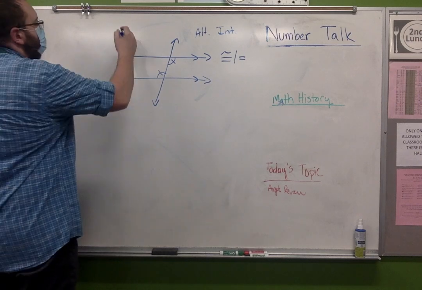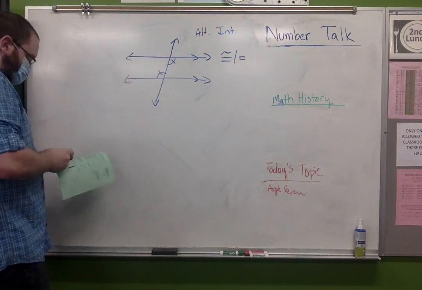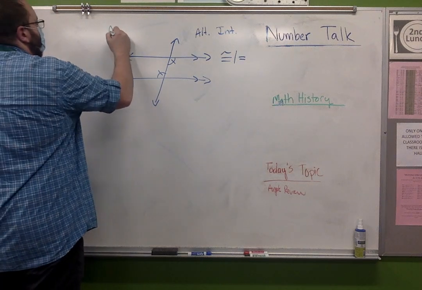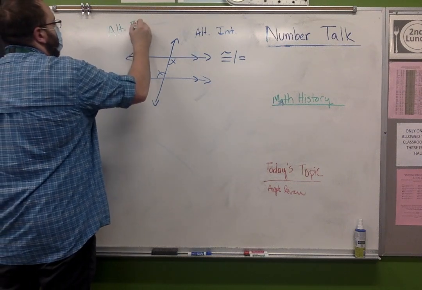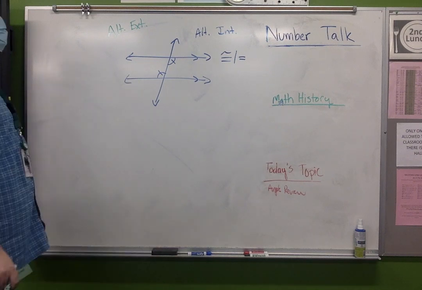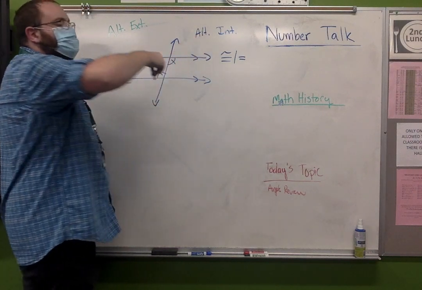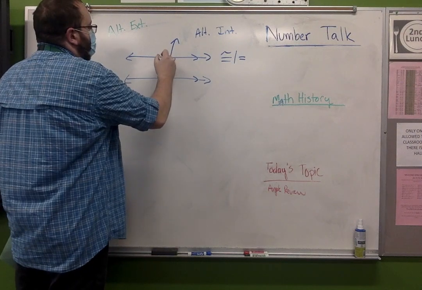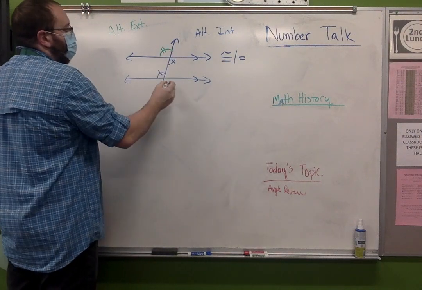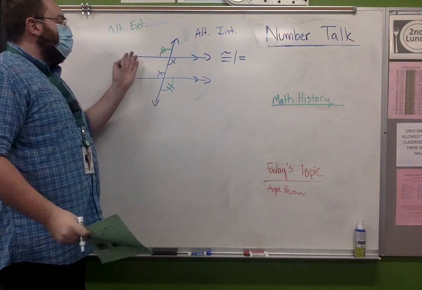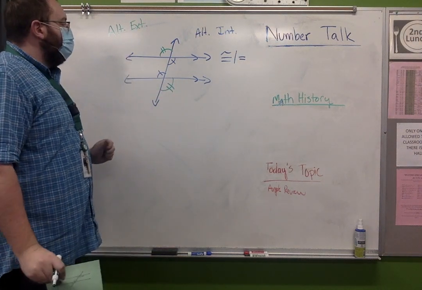Then we have alternate exterior angles. Let me draw that in a different color here. Alternate exterior angles are similar to alternate interior, but it's exterior, outside of the parallel lines. So this one right here is outside the parallels, outside the parallels. So alternate, meaning switching sides of the transversal.